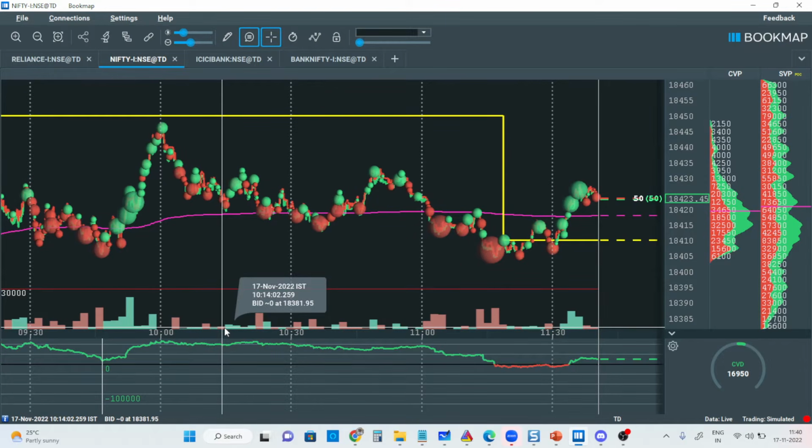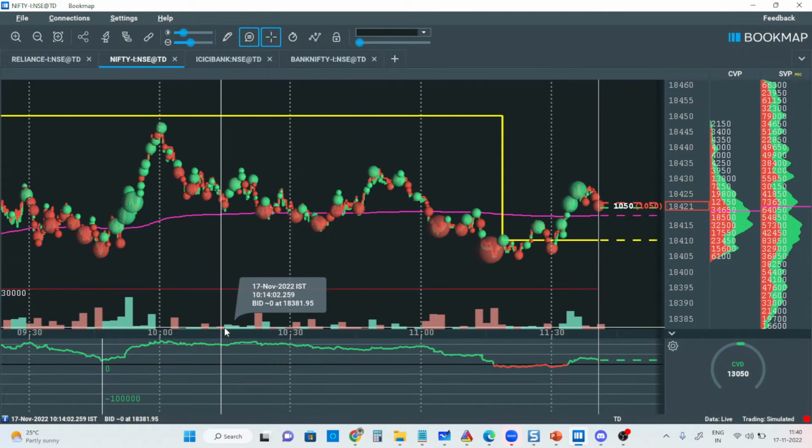Remember one thing, market makers cannot create the price action, but they can control the price action. If they want to defend, they can defend with liquidity. They can create support, resistance, instant support, instant resistance.